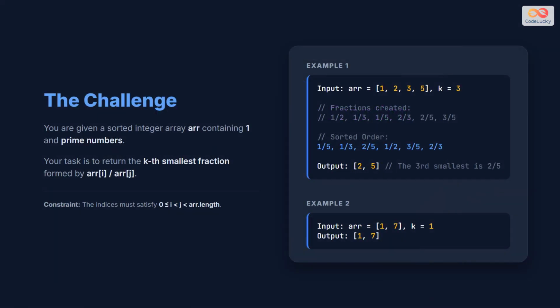Let's start by understanding the problem. You are given a sorted array of integers containing 1 and some prime numbers. Your goal is to find the Kth smallest fraction. A fraction is defined as the value at index i divided by the value at index j, where i is less than j. Essentially, we need to pick two numbers from the array, divide the smaller one by the larger one, and find where that result ranks among all possible pairs.